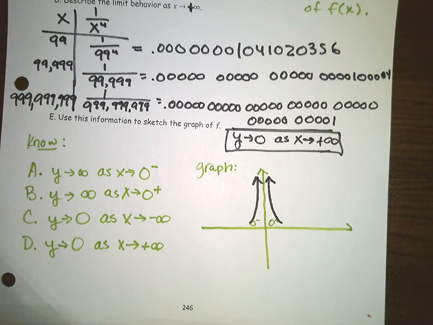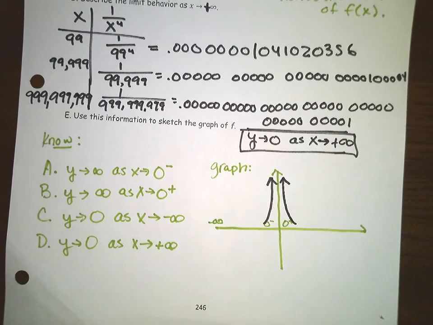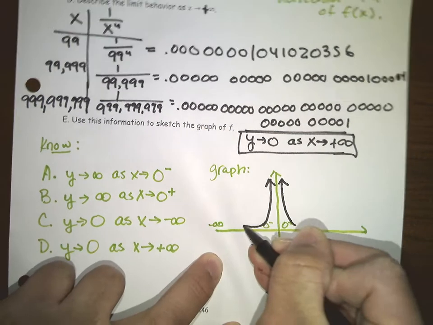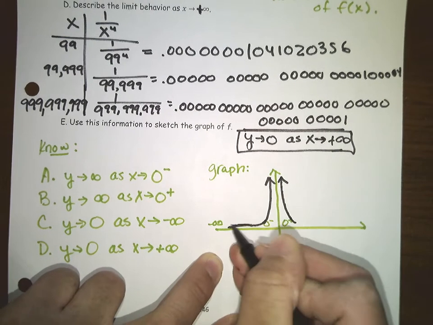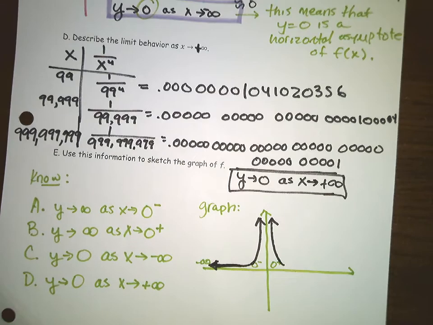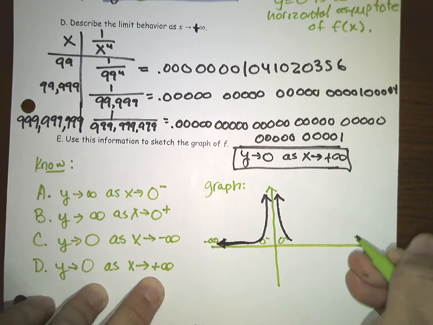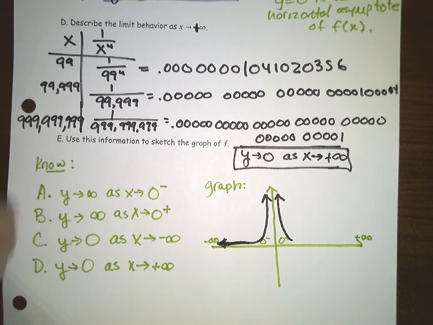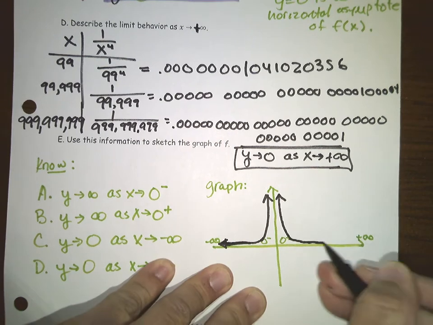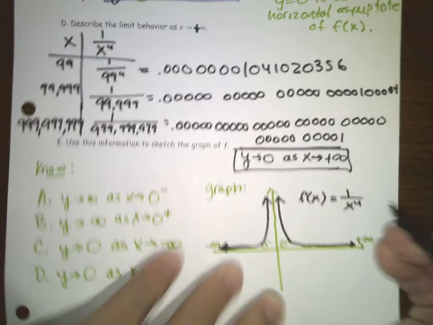And then y approaches 0 as x approaches negative infinity. So here x is negative infinity, but y needs to be approaching 0. So I know that it's going to come down here and look like this. All right, and then the same thing over here on the right, as x approaches positive infinity, y is approaching 0, so it needs to come down and look like this. So this is f of x equals 1 over x to the 4th.